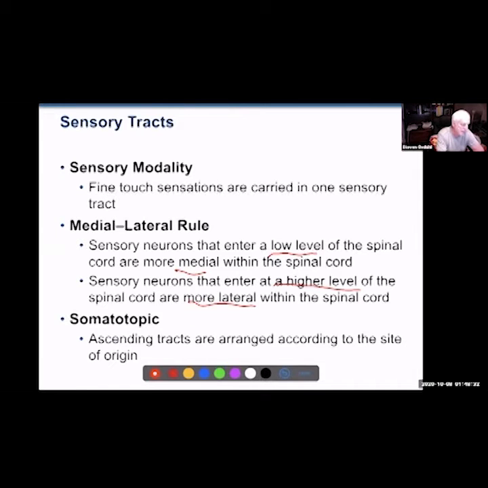And the somatotopic arrangement: the ascending tracts are arranged by where they start from.